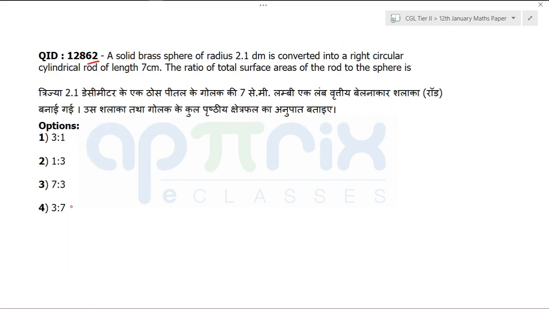Question number 62. This says a solid brass sphere of radius 2.1 decimeter. Some people get confused in the exam. What is the brass? You need not worry about that. Don't become emotional with the words solid brass sphere, right? It is simply a solid sphere. Don't be emotional in the paper. Radius is given as 2.1 decimeter. Yes, that is important because you need to know the conversion between decimeter and centimeter. So that is also 10 times, right? 1 decimeter is 10 centimeter. It is asking the total surface area of the solid sphere.